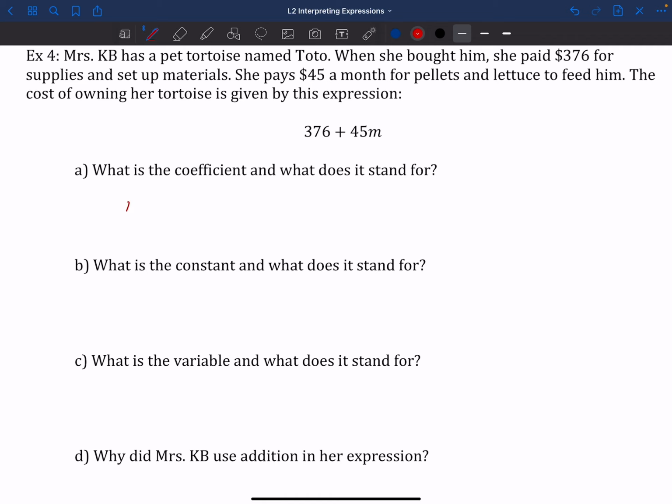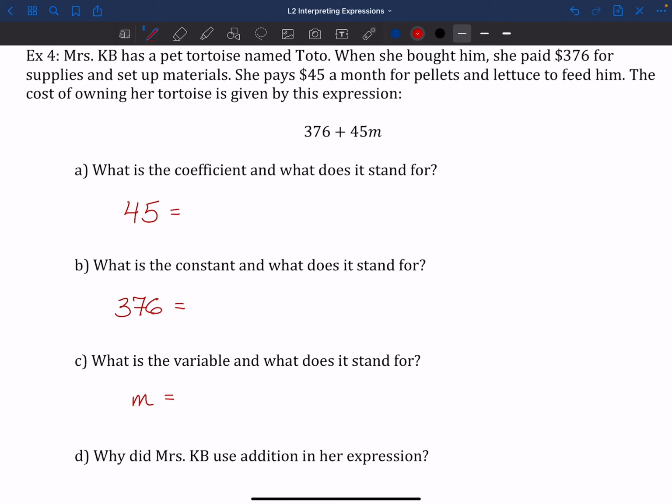The coefficient is that 45. The constant is 376. So remember, the coefficient has the variable next to it. The constant does not. The variable is M. It's the only letter that's in there. And then later on, we're going to get to talking about why she used addition in her expression. All right, so let's think about what we've got here.